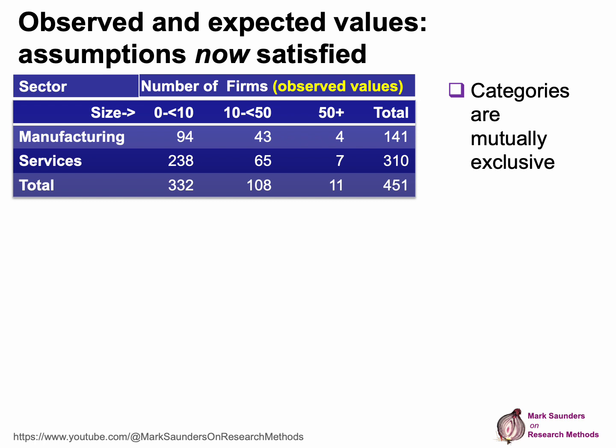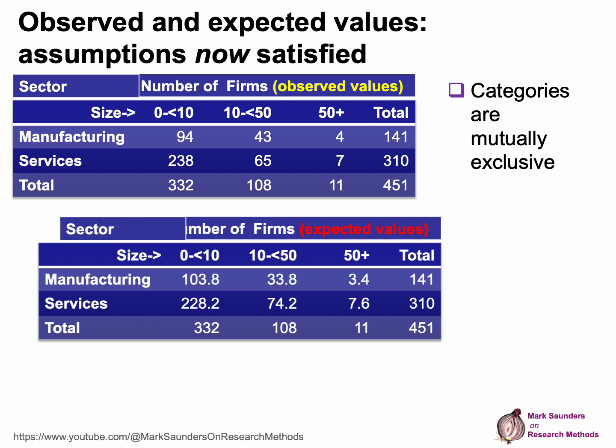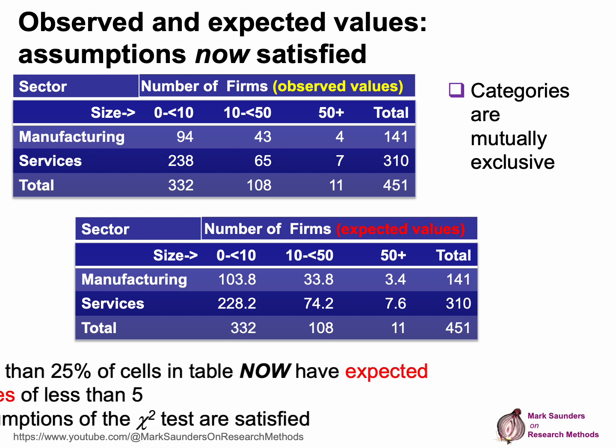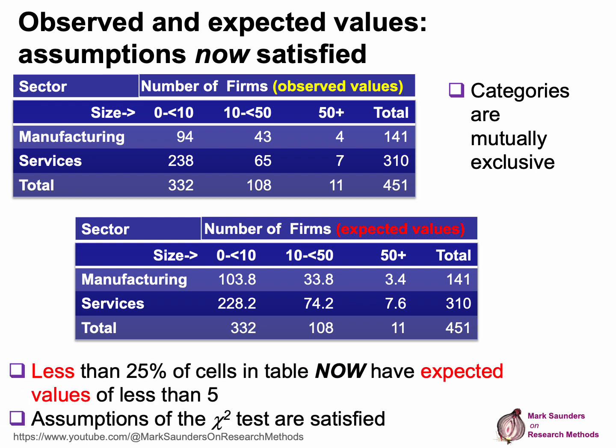We obviously have to check that the assumptions are satisfied by calculating our expected values. And now what we can see is we only have one expected value out of the 6 which is less than 5. And so we can say that less than 25% of our cells in the table now have expected values of less than 5. And so consequently, the assumptions of the chi-square test are now satisfied.